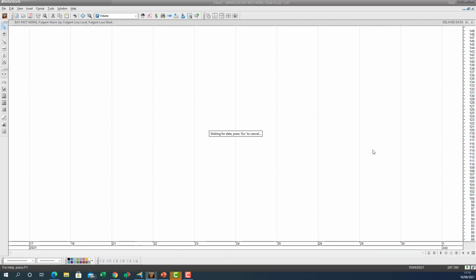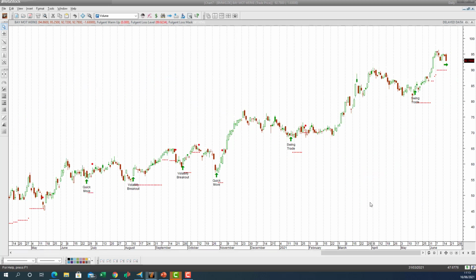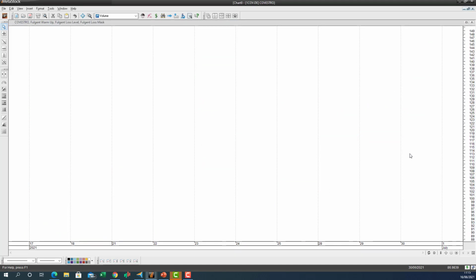BMW. There we go. Lots of volatility breakouts, quick move, swing trade up, and then the stop loss is now at that level. So the stop loss on this one is 89.92, and it's still in a long there.